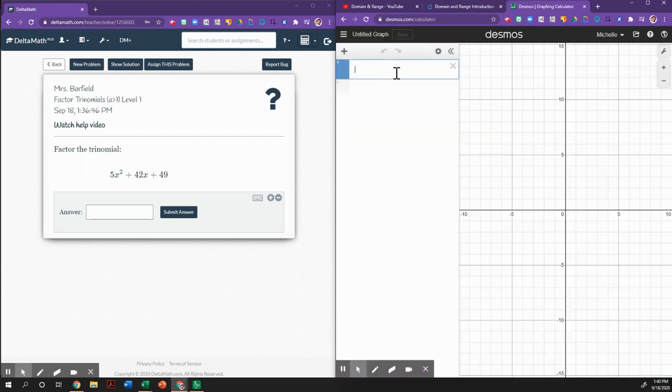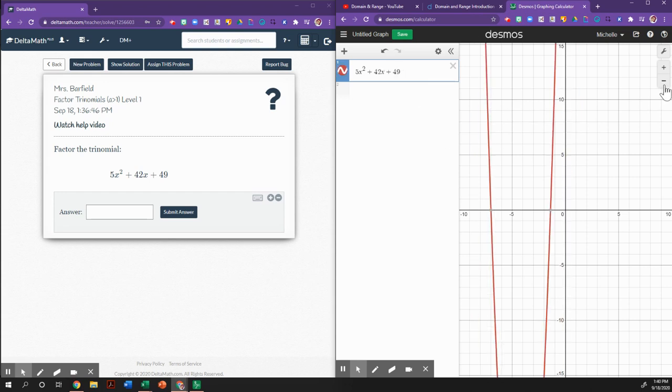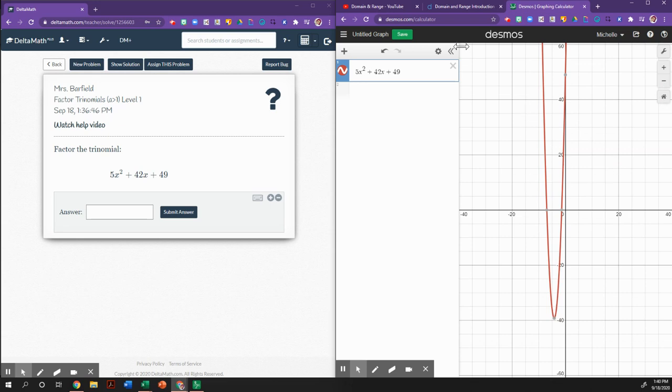Ms. Barfield, how do I know? 5x squared plus 42x plus 49. And if I zoom out a little bit, I got it. How do I know I got it right? Well, now I'm going to type in my answer, or what I think is my answer. So 5x plus 7, parentheses, x plus 7. And look at that. Close my parentheses. My red graph and my blue graph are actually right on top of each other.